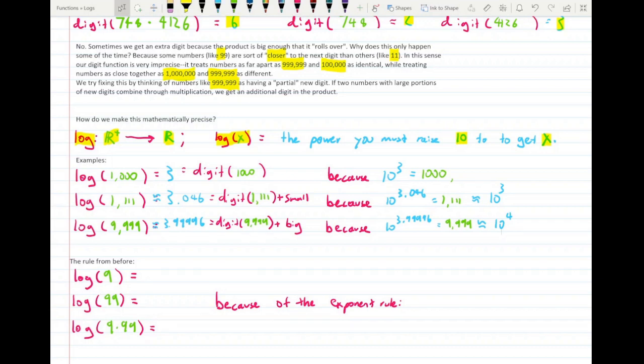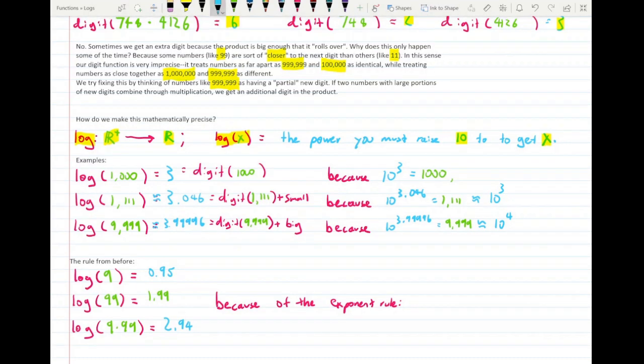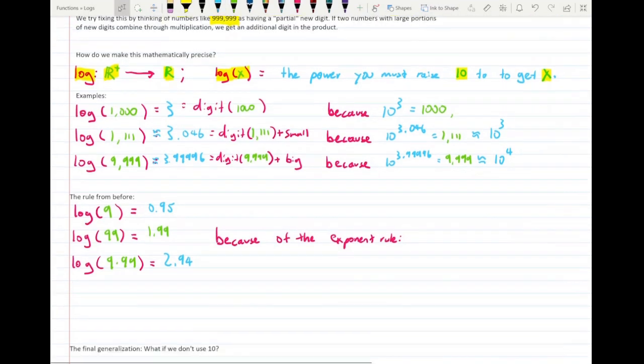Now you might imagine that this finally fixes the rule from before, and yeah, it does. My calculator says that log of 9 is close to 0.95, and that log of 99 is close to 1.99, and log of 891 is just about 2.94. So the rule holds, and even captures the fractional digits in the product as well.